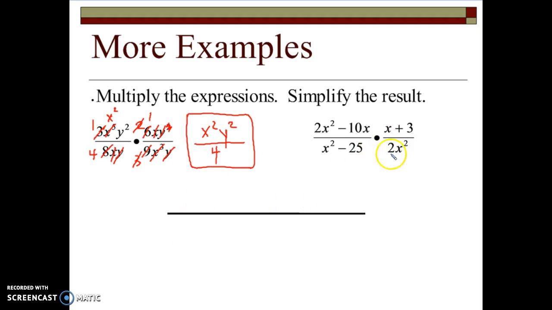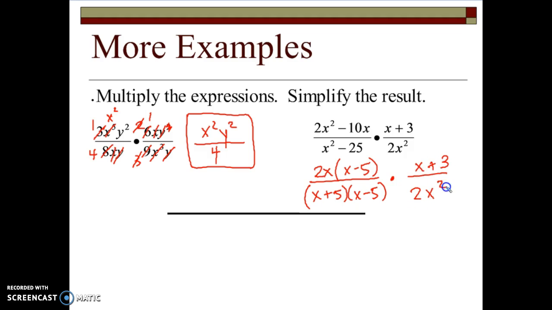For the second example, I'm back to having these rational expressions where I can factor. So to factor 2x squared minus 10x, I have a GCF of 2x. And then that's going to leave me with x minus 5. And then x squared minus 25, that's difference of squares, so x plus 5, x minus 5. And then x plus 3 I can't change, and 2x squared I can't change.